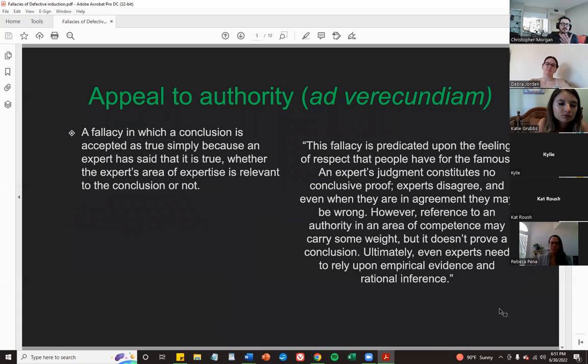The appeal to authority is a fallacy in which a conclusion is accepted as true simply because an expert has said it is true. It's predicated on the feeling of respect that people have for the famous. This is like an ethos fallacy, right? Instead of building ethos, you're using ethos fallaciously, or using somebody's credibility fallaciously.